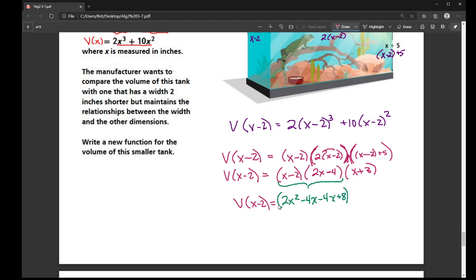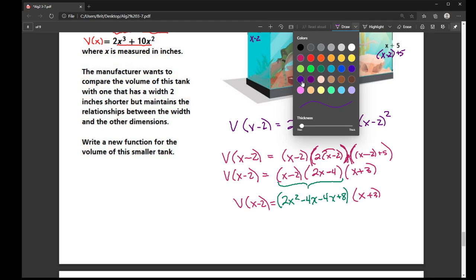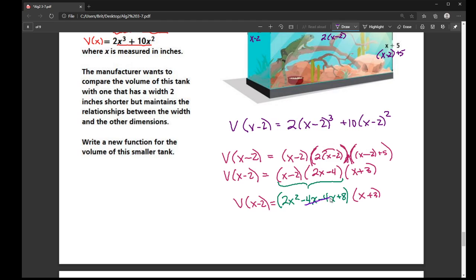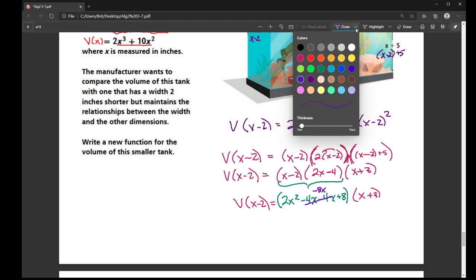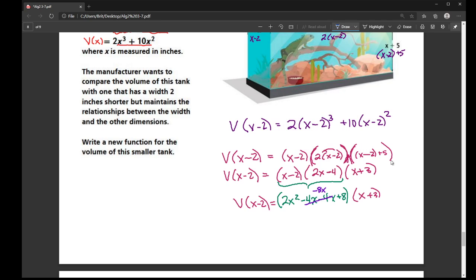Alrighty. So now don't forget the x plus 3 is still out there, okay? Another thing I can do is I could collect these like terms right away and call it a negative 8x. That's fine as well. And so now I'm going to FOIL again.